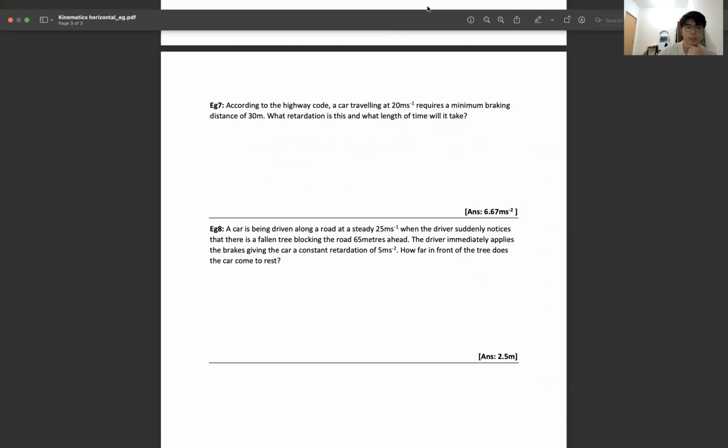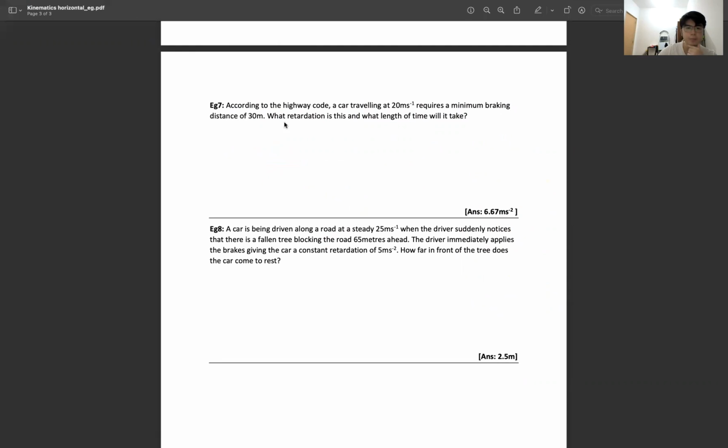Question 7. Retardation is deceleration. The other term for it is deceleration, it's the same thing. How do you do number 7? According to highway code, a car traveling at 20 requires minimum braking distance of 30. What retardation is this? And what length of time will it take?